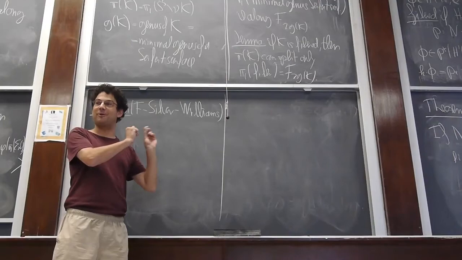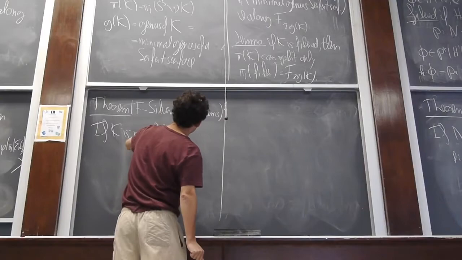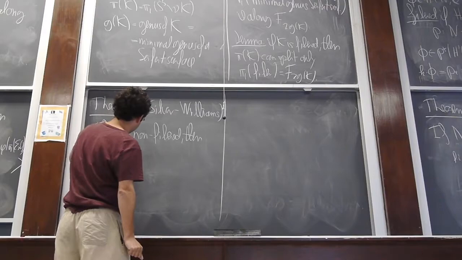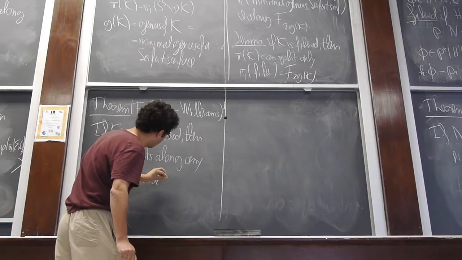Namely, if K is a non-fiber, then pi_K splits along any free group of rank greater than or equal to twice the genus of K.